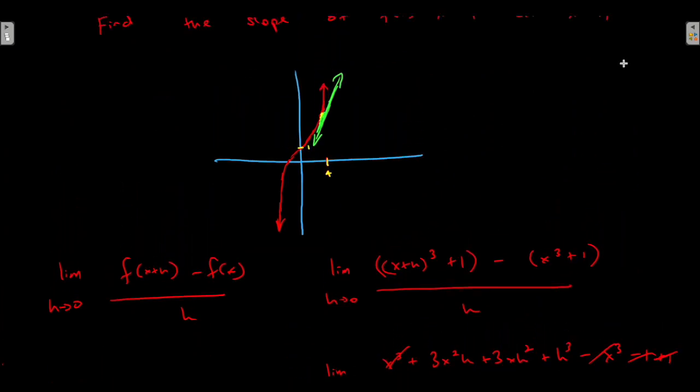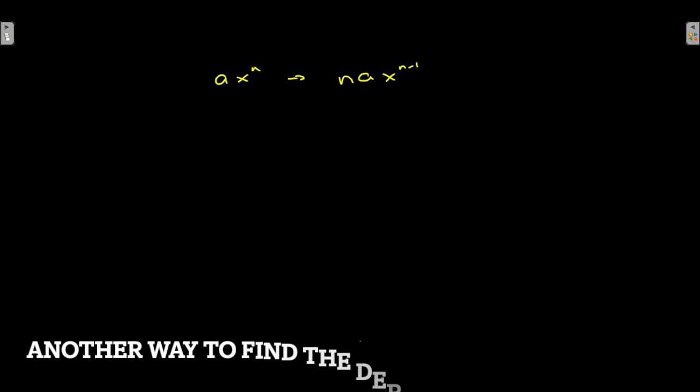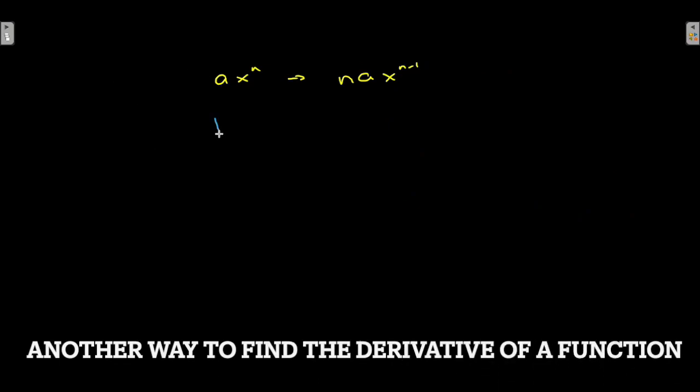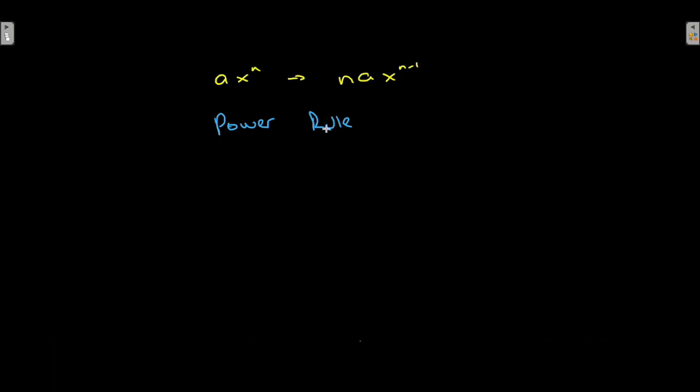But we want to find it at x equal to 4, so we can just plug in 4, and we get 3 times 4 squared, which is equal to 16 times 3, which is equal to 48. All right, this rule right here is called the power rule, right? Because we're changing the power of ax to the power n. But the power rule does not really work in all cases.